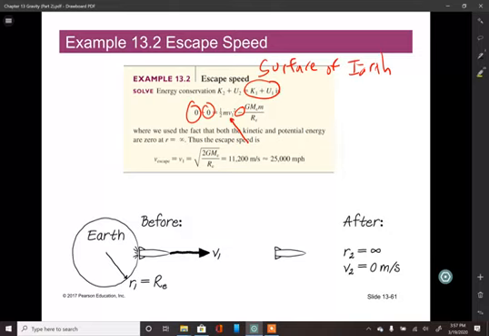And if you do that, you get about 11,000 meters per second, right? The escape speed from Earth. Anything that you launch upward from Earth's surface at any speed above that will never, ever come back. Assuming the Earth's not rotating. If it's rotating, then where you are matters a little bit more.